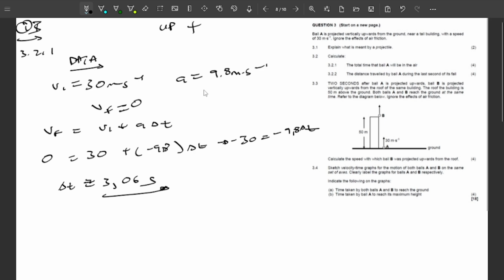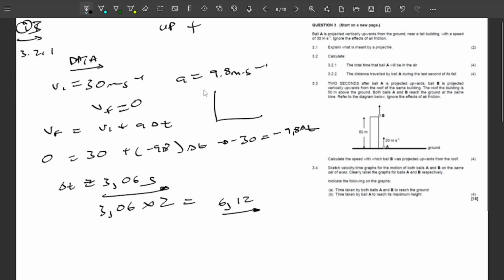Since they asked for the total time, the total time, by the way, is going to be 6.12. Here's why. Remember, what goes up needs to come down. So this ball went up and it's going to fall down. They projected it up with a v initial of 30 meters per second, it's going to reach the top and then it's going to come down. So that's why I multiplied it by 2.